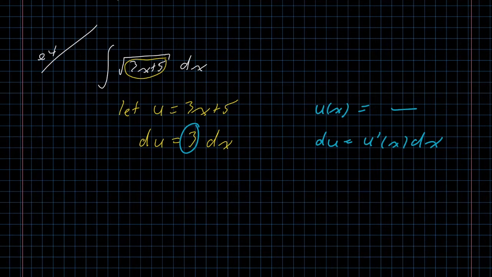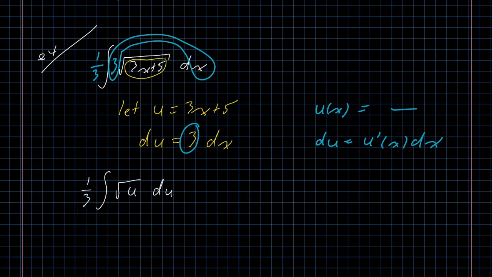So we're going to use mathematicians' favorite tool. Look at something that's not there and force it to be there. I need there to be a 3 here. I can't just arbitrarily put a 3 there, but I need there to be a 3 there. Well, if I also put in a 1/3, 1/3 times 3 is 1, and by doing that, I haven't changed anything at all. And now I've got 3 dx, and I've got 3x plus 5. And so I can perform my substitution and rewrite this as 1/3 times the integral of the square root of u du.